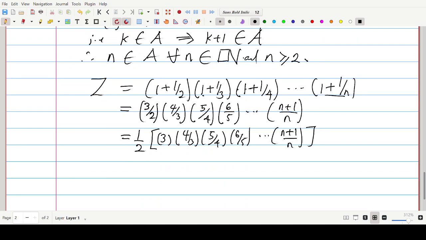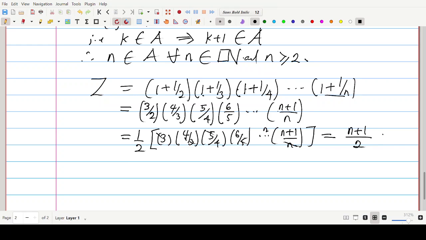Now, you can see that this 3 will cancel out this 3. You'll be left with 4. 5 will cancel out 5. You'll be left with 6. So in the long run, an n in this position will cancel out this denominator. So we'll be left with n plus 1. In other words, the result of this on simplification should be n plus 1 over 2. Can you see that? But we have to prove this. This is just an extrapolation to the results. We have to prove this by mathematical induction also.